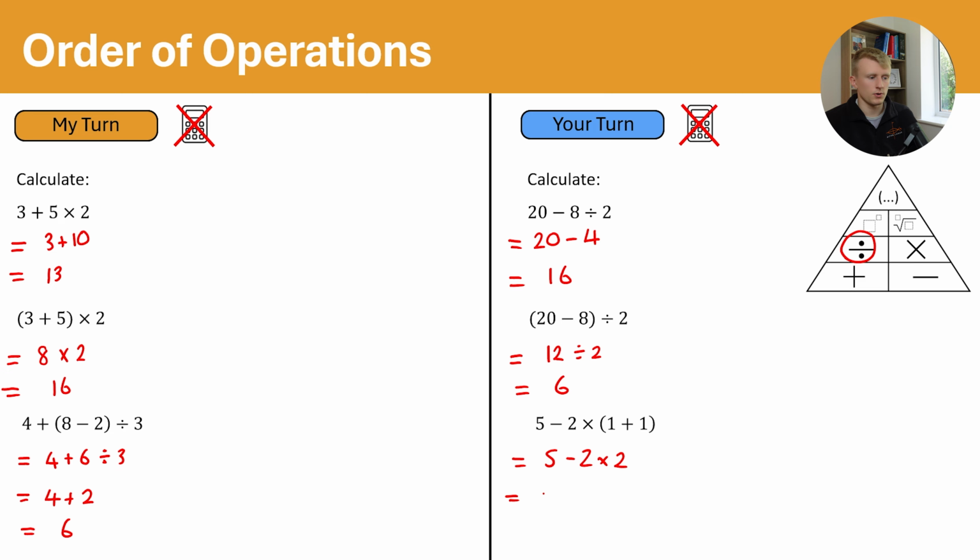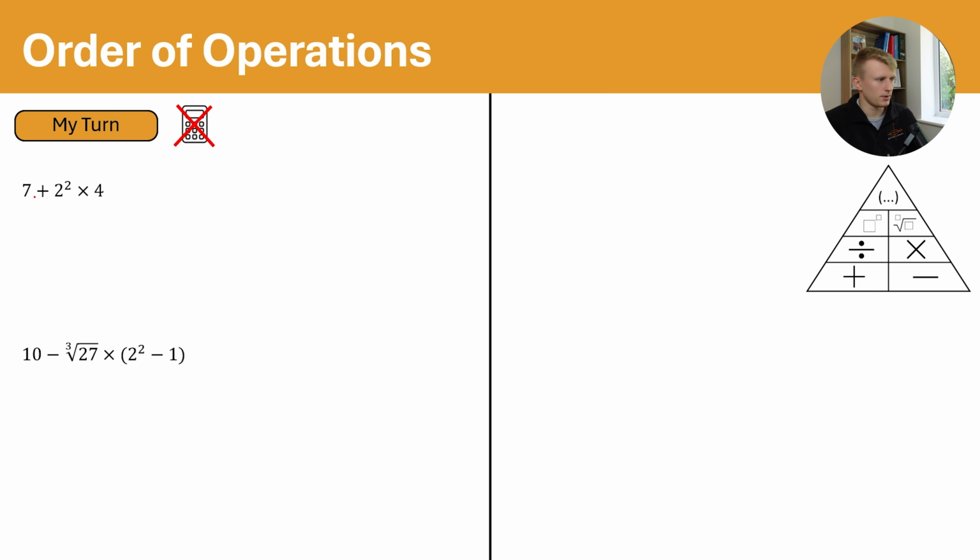So I need to do 2 multiplied by 2. So I'm going to do 5, take away 2 multiplied by 2 is 4. And then I do 5 subtract 4 to give me 1. Our next example is 7 add 2 squared add 4.